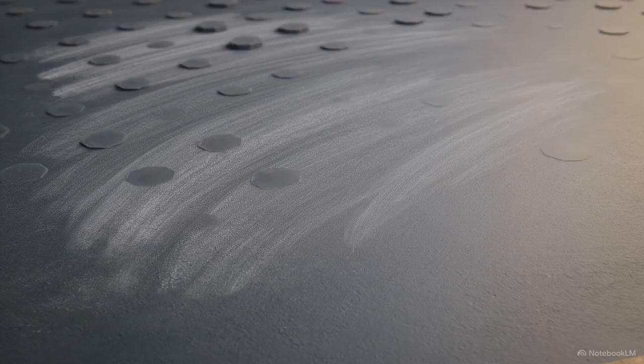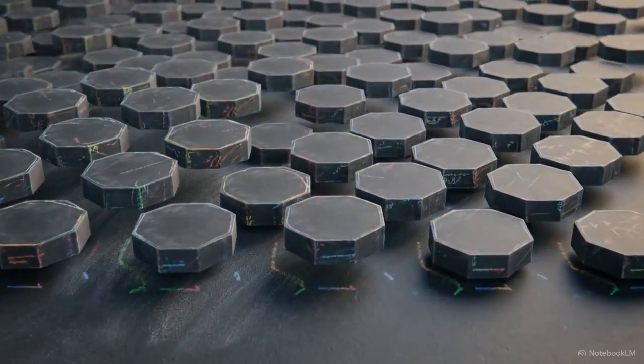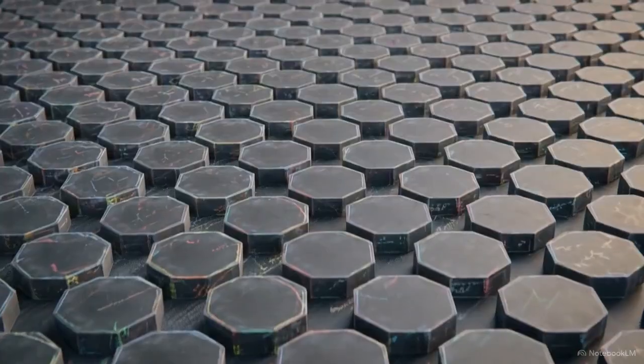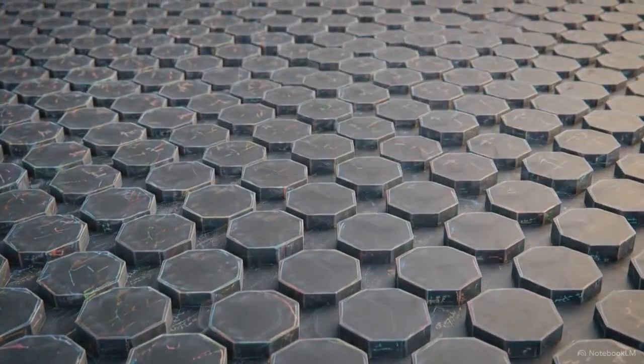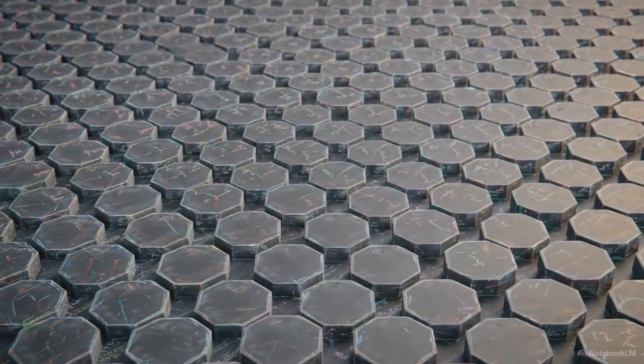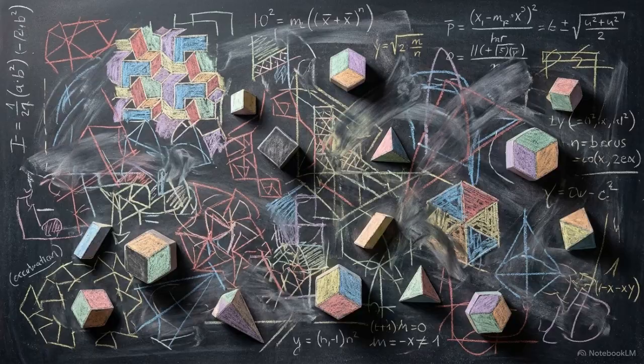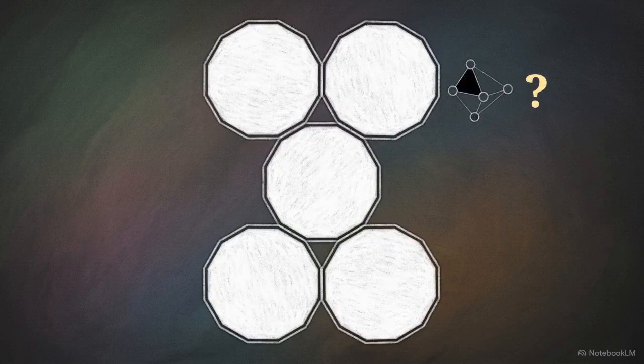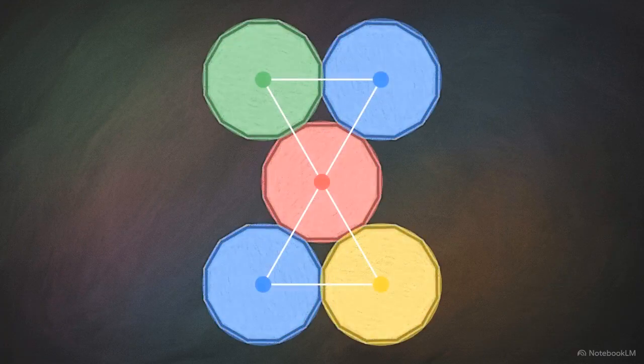A true aperiodic tiling stretches outward infinitely. Every local cluster of shapes is dictated by rigid geometric rules, yet the complete pattern never repeats. For decades, the standard way to quantify the data inside these infinite networks was to ask a strict combinatorial question. How many distinct colors are required to ensure that no two adjacent tiles share the same label?